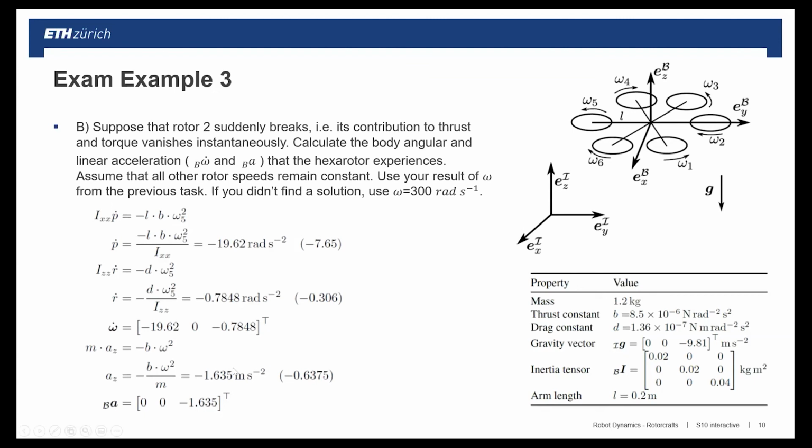And based on this, you can then also calculate the acceleration in z direction, which is equal to the sum of all the rotational speeds multiplied by the thrust force. And if you plug this in, you have the acceleration. And the acceleration is only in z direction, because at this moment you have no inclination.